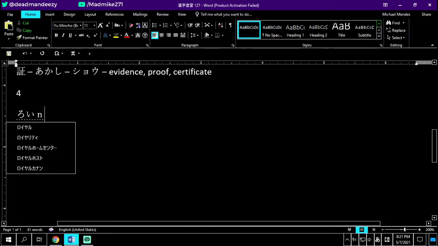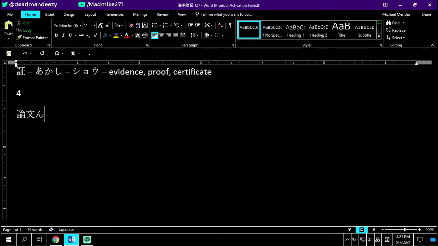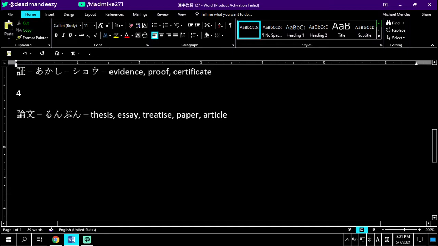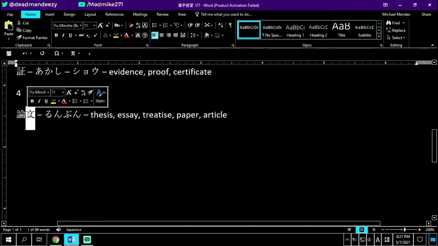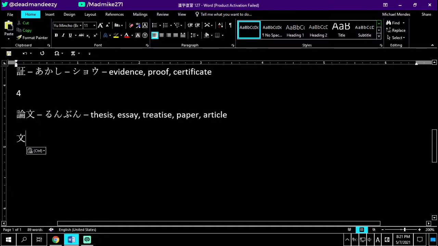Number 4 is ronbun. Ronbun is a thesis or an essay, treatise, paper, or an article. Bun on the right side means culture, a sentence, literature, or a script. On the left side, we have radicals for talking, a person's single volume.